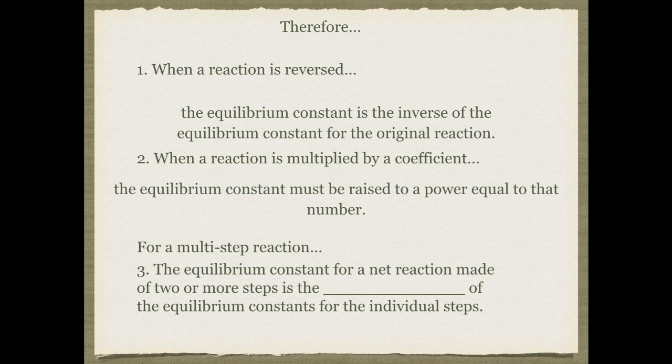Finally, if I have a multi-step reaction, the equilibrium constant for the net reaction made of 2 or more steps is simply going to be the product of the equilibrium constants for those individual steps. So in the example, I flipped both of the reactions, so I found the inverse of the equilibrium constant, and then to find the equilibrium constant of the reaction I was concerned with, I simply multiplied those new equilibrium constants together. So those are the ways that you can actually manipulate your reactions and subsequently calculate your equilibrium constant after you have completed those manipulations.